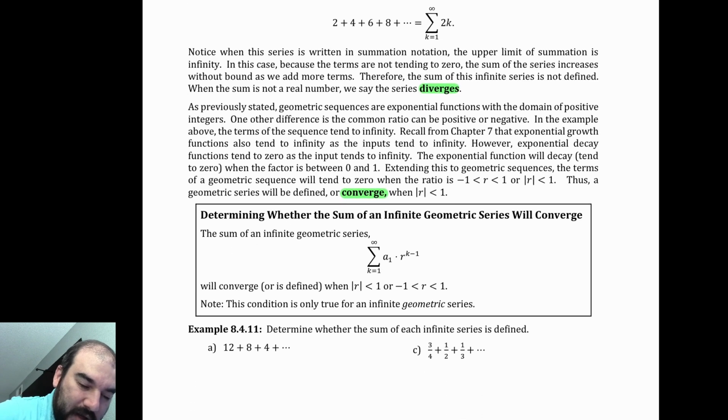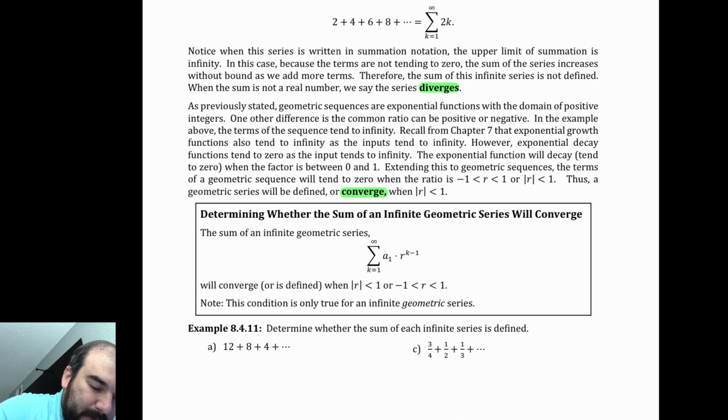And how we know that they converge is when the common ratio of your geometric series is less than 1, or the absolute value is less than 1. Meaning, if your common ratio is between -1 and 1, then the series is said to converge, and we will have a formula for finding that sum in those instances.